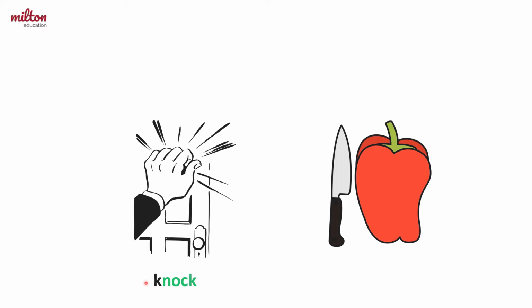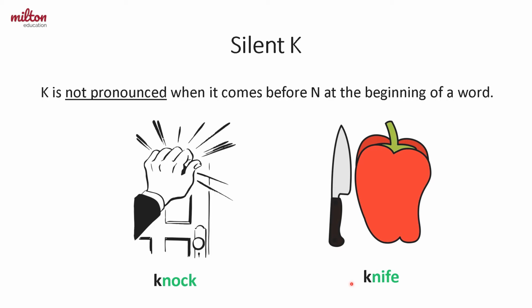The K is completely silent. And what about knife? What letter do you think it starts with? Knife. I think it starts with an N, right? That's how it sounds. But no, it also has a silent K. Well, did you know that the K is not pronounced? It's silent when it comes before the N at the beginning of a word. So words that start with the letters KN have the silent K.